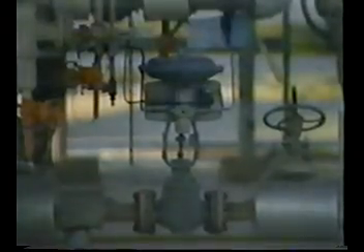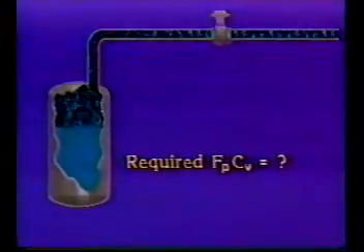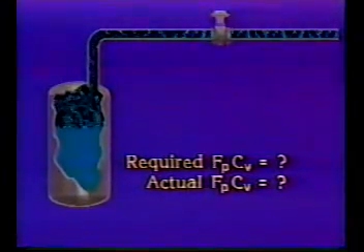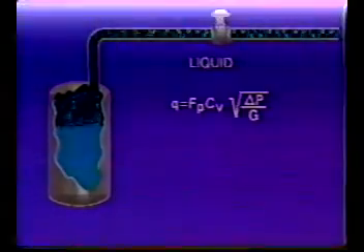In this segment, we're going to look at valve sizing for gas and vapor applications. As you'll see, the method used is very similar to sizing a valve for a liquid flow. The first step is to determine the required F sub P, C sub V for the application. And the second step is to calculate the actual value of the term. Then, a comparison of the two values will indicate whether or not the valve is suitable for the application.